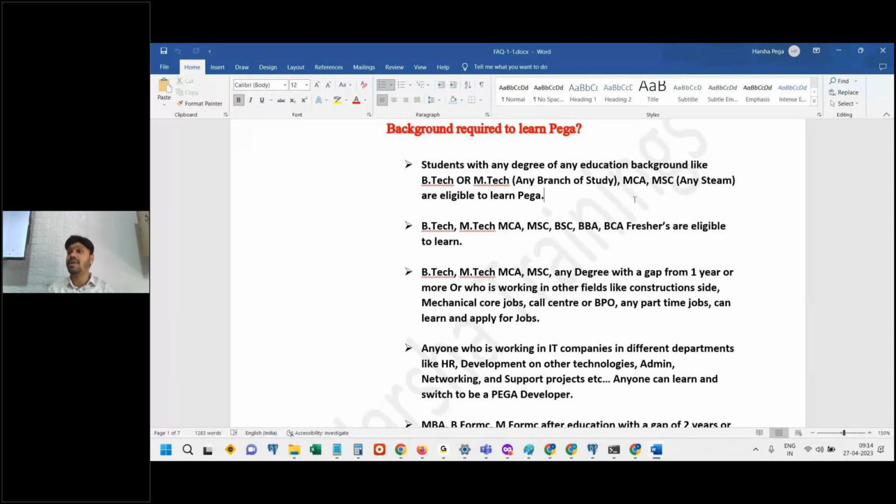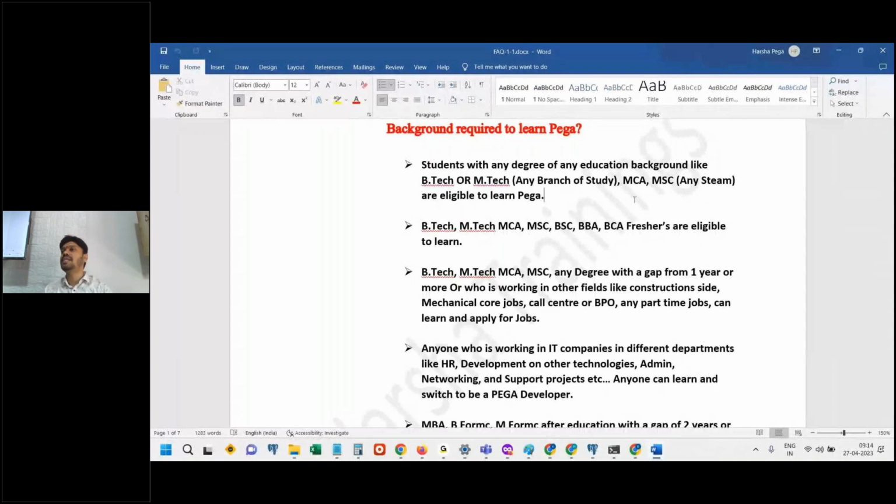Today organizations are hiring with any background. We have people from an MBA background who were hired as PEGA developers for HTC Global. Even for other companies, we have people from an MCA background and normal degrees who have been hired. I'm talking from a fresher point of view. Any degree is okay, no problem.